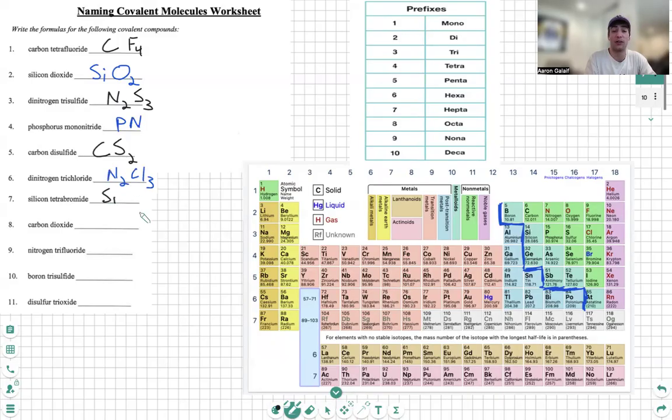Okay, next, silicon tetrabromide. Silicon is on its own, so it's just one of them. And bromide, tetra, is four. So we're going to write four bromides.